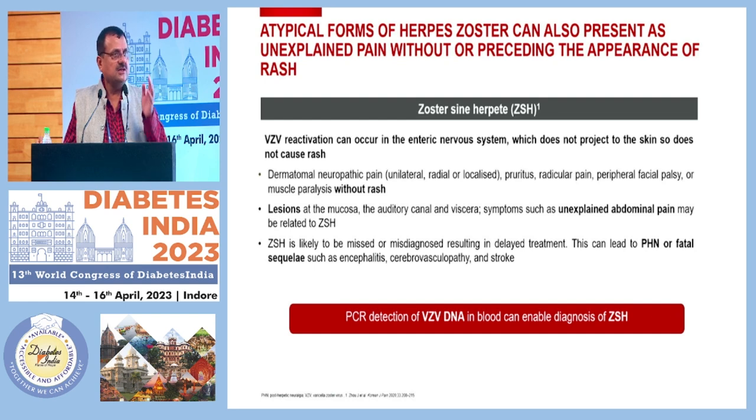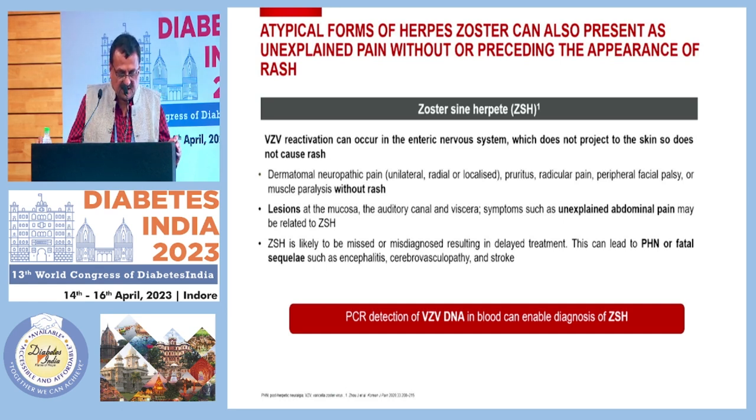But if the pain is unilateral and dermatome-wise, then you may think of it, and if you ask the history, sometimes in early adulthood or below 10 years the person has had the infection, and this is the problem with herpes zoster. The varicella zoster virus reactivation can occur in the intrinsic nervous system, which does not project to the skin, so it does not cause rash. There may be dermatomal neuropathic pain, unilateral, radial or localized, pruritus, radicular pain, peripheral facial palsy or muscle paralysis without rash. Lesions at the mucosa, the auditory canal and viscera, sometimes such as unexplained abdominal pain, may be related to herpes zoster.